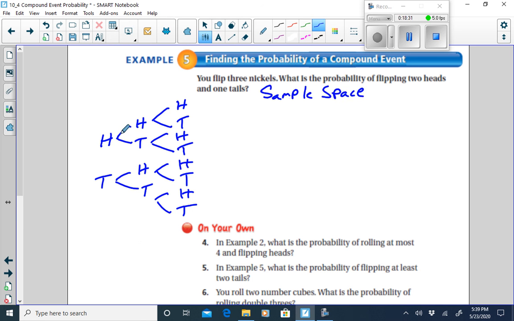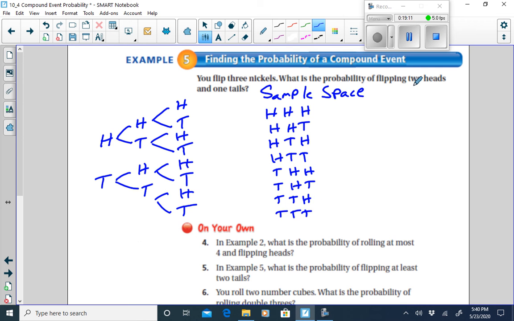We could have with our 3 coins, heads, heads, and heads. So that's H, H, H. Heads, heads, tails. Heads, tails, heads. Heads, tails, tails. Tails, heads, heads. Tails, heads, tails. Tails, tails, heads, and finally tails, tails, tails.